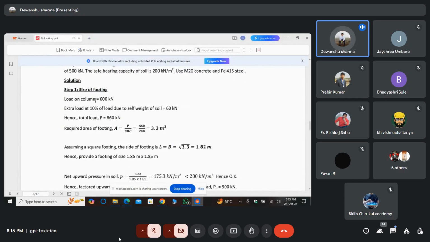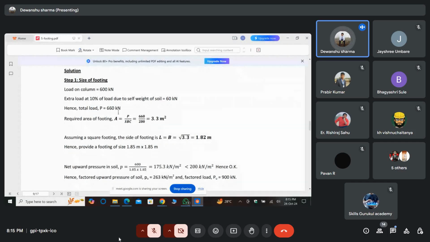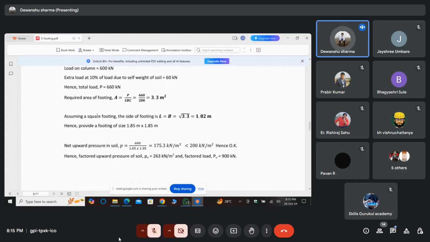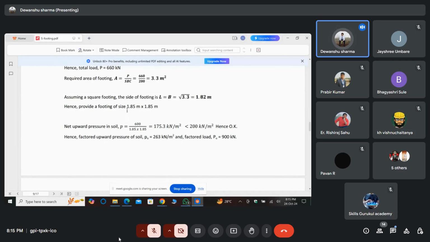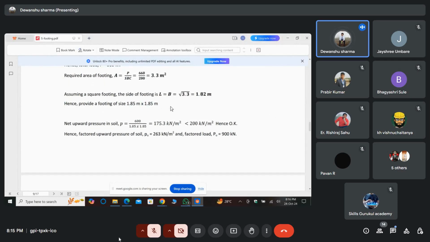For that, load on column is 600 kilonewton. Extra load 10% of load due to self weight of soil. So 10% of 600 is 60 kilonewton, so total load is 660. So required area of footing is P upon SBC, that is load upon soil bearing capacity: 660 divided by 200. So it is 3.3 meters square. Assuming a square footing, so side is equal to under root 3.3, that is 1.82 meter. That is, we have to provide a footing of size 1.85 meter by 1.85. So our one task is completed.